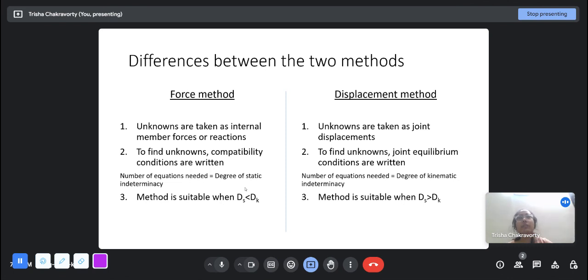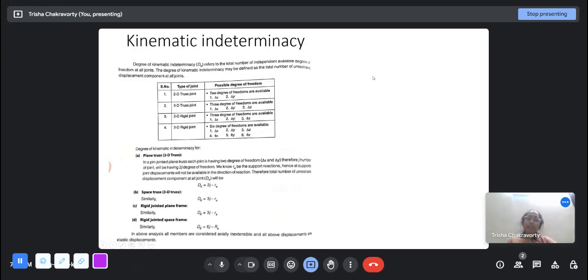Now, when you have an indeterminate structure, how do we choose which approach we should follow? Force approach or displacement approach? This is the thing that guides us. In force method, the number of equations needed is the degree of static indeterminacy that we have looked at so far, and the number of equations required in displacement method is the degree of kinematic indeterminacy, which is a different kind of indeterminacy. So of course, if the degree of static indeterminacy is less than the degree of kinematic indeterminacy, we would prefer to use a force method, because it is the number of extra equations that we need to solve. And if the degree of static indeterminacy is greater than the degree of kinematic indeterminacy, we will prefer the displacement method.